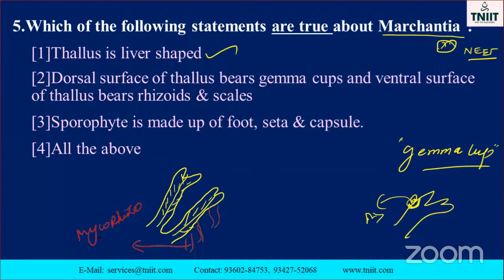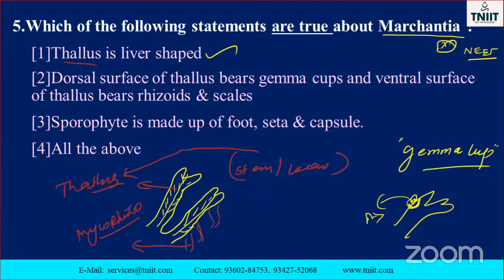Mycorrhiza. Okay. Why is it called thallus? Why is this part called thallus? Because we cannot differentiate which one is stem, which one is leaf, which one is plant part. That type of plant body, which we cannot differentiate, is called thallus.